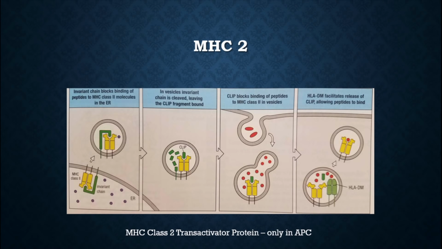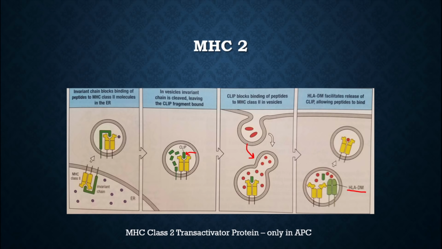MHC2 has a different pathway for getting loaded. This is done within endosomes themselves. Within the ER, the invariant chain is placed as a placeholder within MHC2. It's loaded into vesicles. When those vesicles combine with an endosome, all of the fragments are going to be able to be loaded into this site that again has a placeholder, now called CLIP. CLIP gets pulled out by this HLA-DM protein and is replaced by one of the fragments from the endocytotic vesicle. Does that make sense?